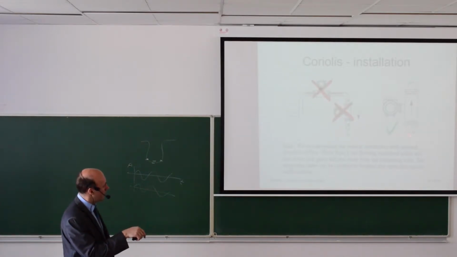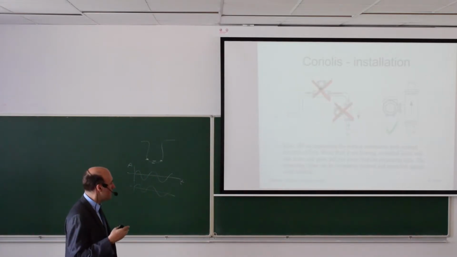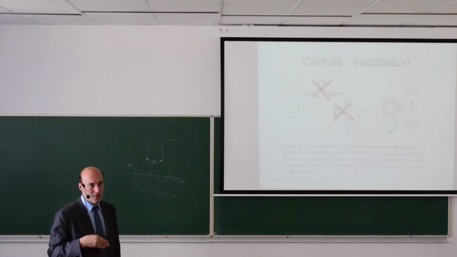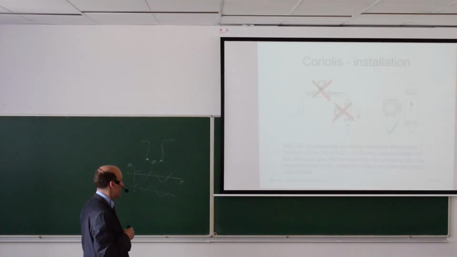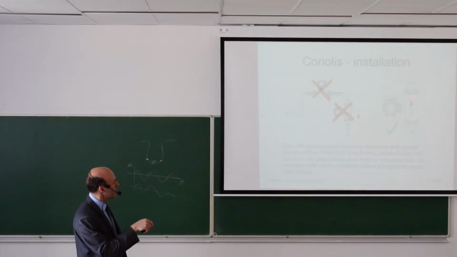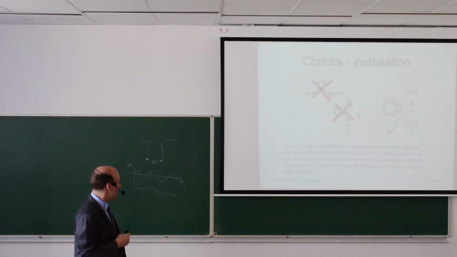So the flow is from bottom to top. In this case, the eventual particles will assemble somewhere on the bottom and will not remain in the sensor. If there are eventually some gases, bubbles, then they will go through the sensor and assemble somewhere on the top, and you have an ideal installation.